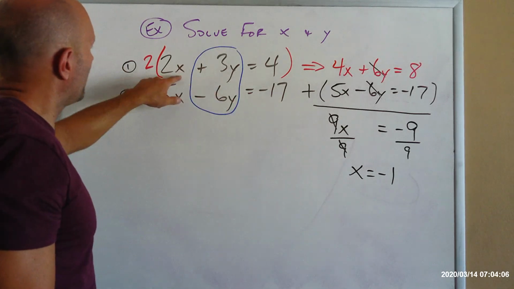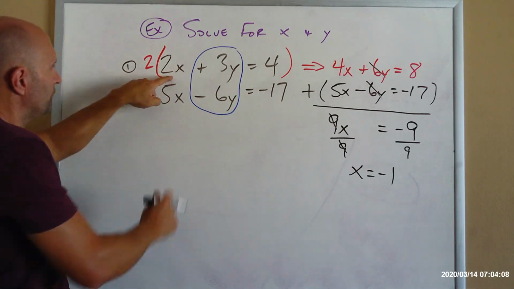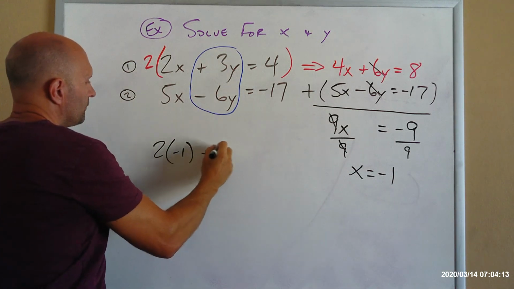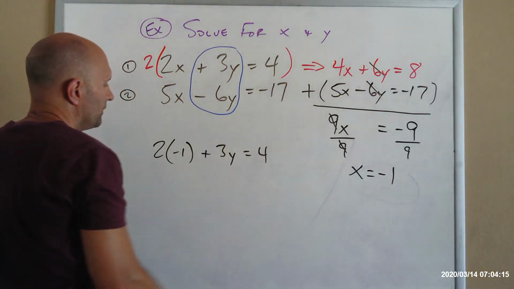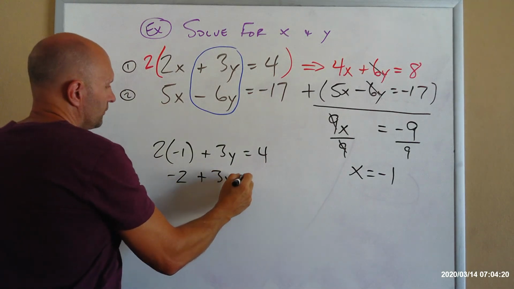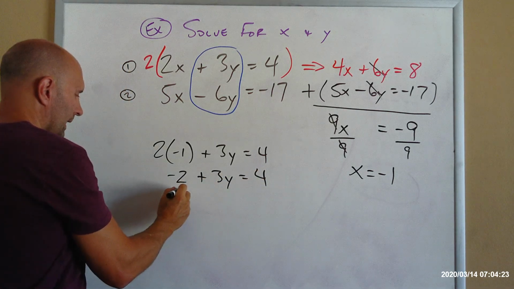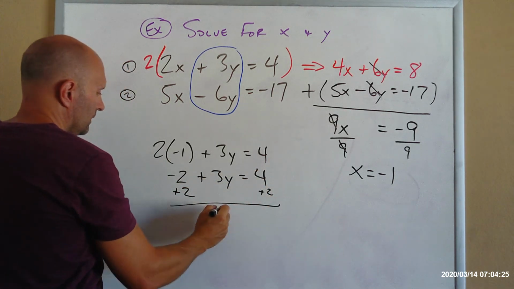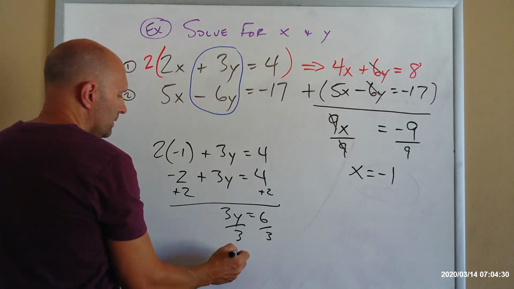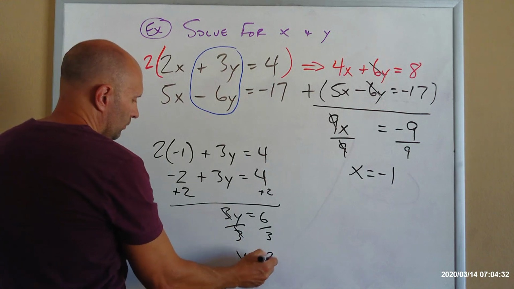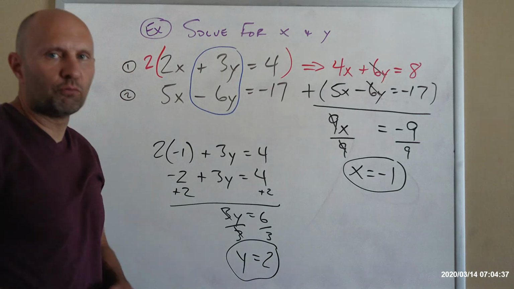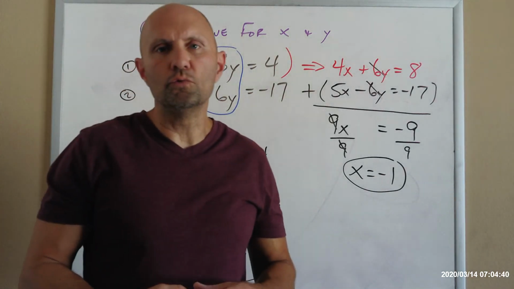So now plug this back into either of these equations. I'll just use the first one. So I get 2 times x, which is negative 1, plus 3y is equal to 4. 2 times negative 1 is negative 2, plus 3y is 4. Add 2 to both sides. We get 3y is 6. Divide both sides by 3. y is equal to 2. So our answer for this one would be x is negative 1, y is equal to 2.